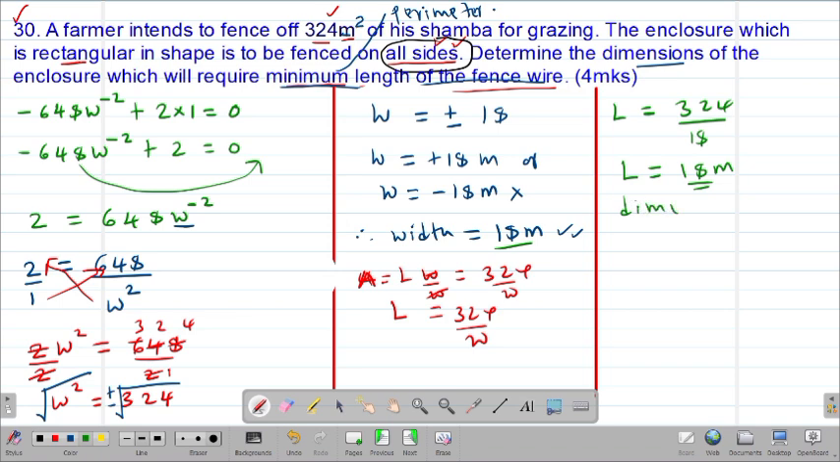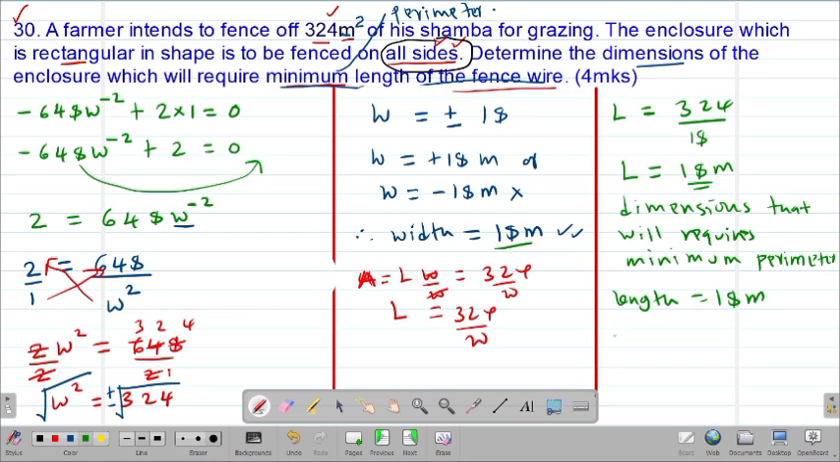Therefore, the dimensions that will require the minimum length of the wire, or simply put the perimeter of the wire, will be given by a length of 18 meters and a width of also 18 meters. So a length of 18 and a width of 18 meters will give us the minimum possible perimeter.